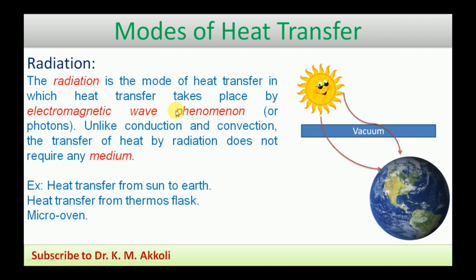Two scientists: one scientist said that heat is transferring through electromagnetic waves. Another scientist said that photons, packets of heat energy, are transferring from the sun to the earth. Whatever it may be, we'll consider the electromagnetic wave phenomenon. Examples of radiation heat transfer are the heat transfer from the sun to the earth, and the thermos flask, which has two walls with a vacuum in between to avoid heat loss. Even so, if heat transfers through it, that is by the radiation mode of heat transfer.